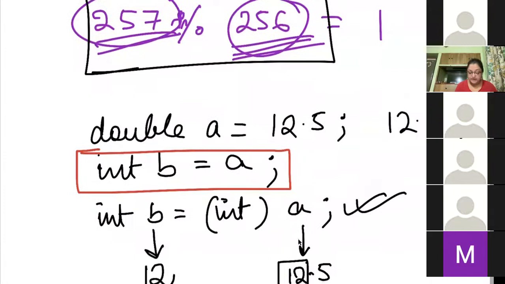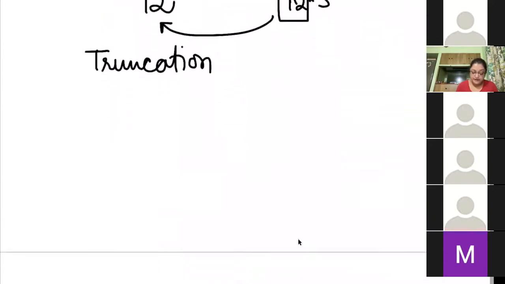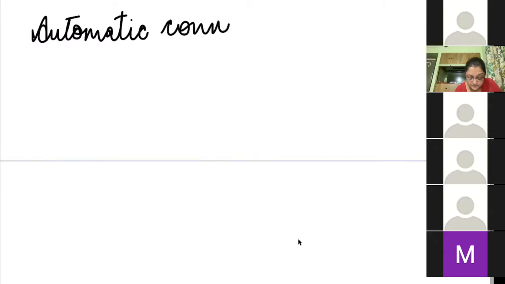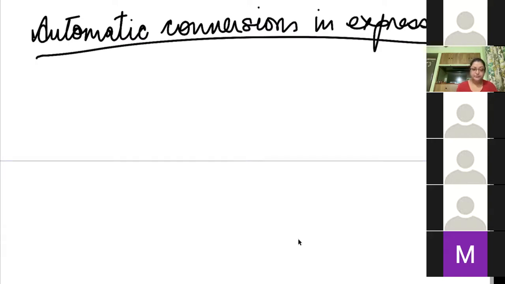Now in these examples, we were just converting from one variable to another. We are making an assignment, using a variable here and a variable here. That is where the conversion takes place. But sometimes you may have expressions. So we may have automatic conversions in expressions. Automatic type conversion in expressions.